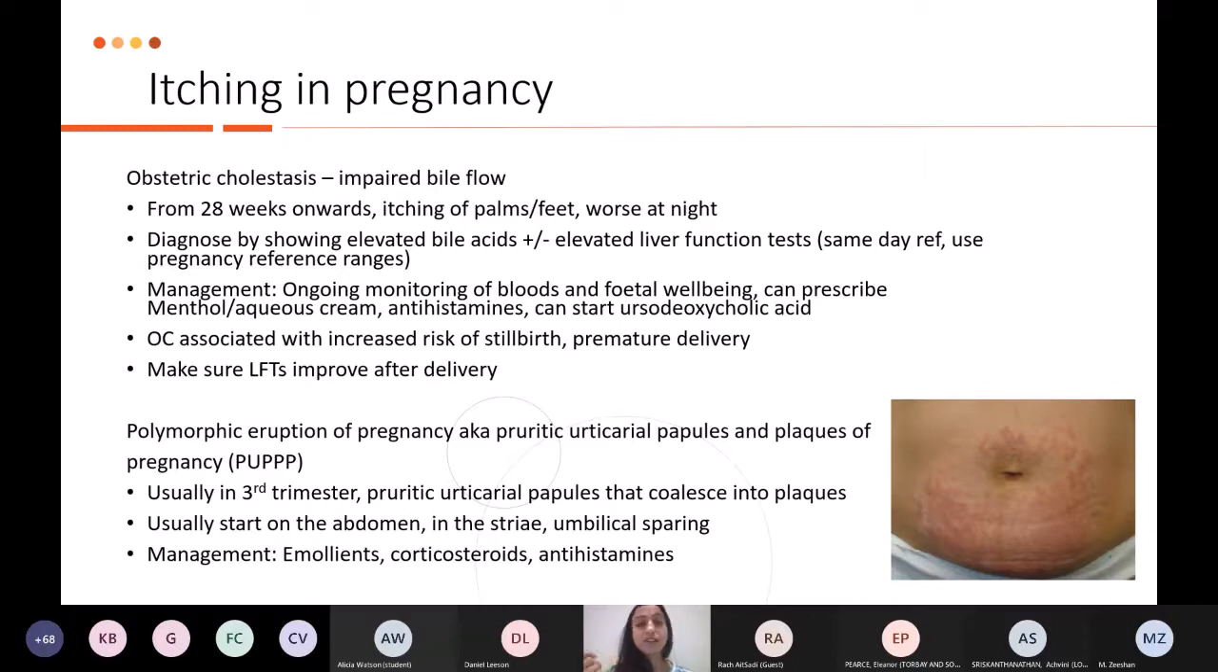So the menthol, it's like having mint. So you know when you have gum in your mouth, you get that cool sensation. It's like a distraction from the actual itch rather than a treatment for the itch.